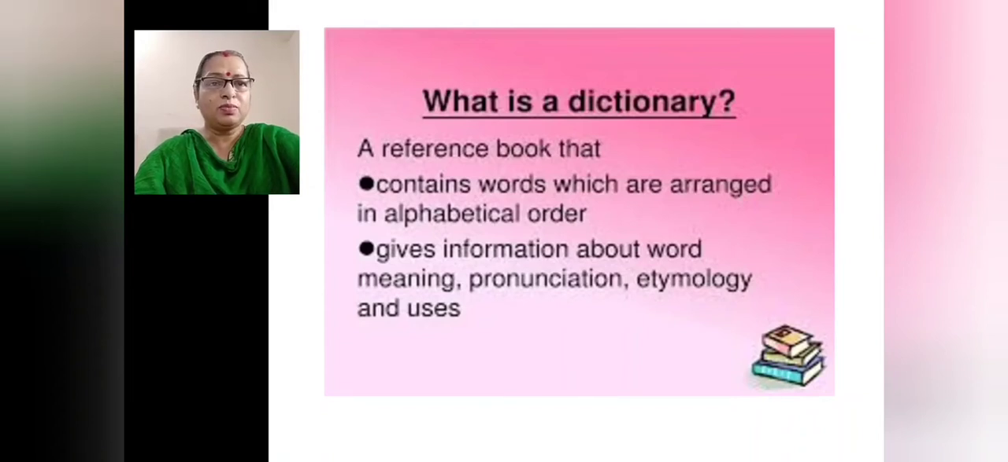It is a reference book that contains words which are arranged in alphabetical order. It gives information about word meaning, pronunciation, etymology, and uses. Now, what is etymology? Etymology means the origin of the word.